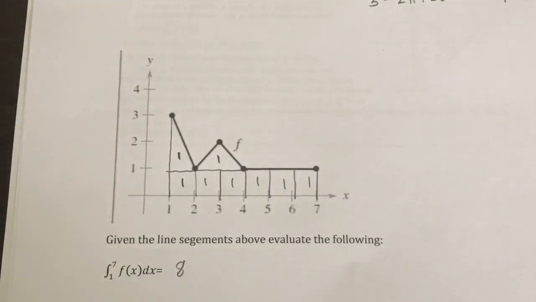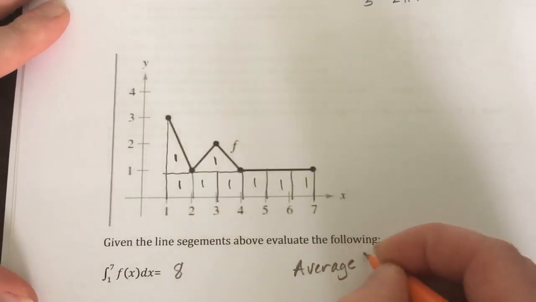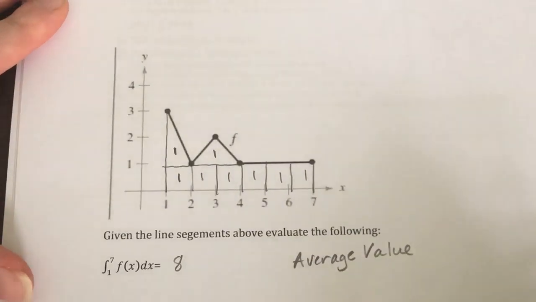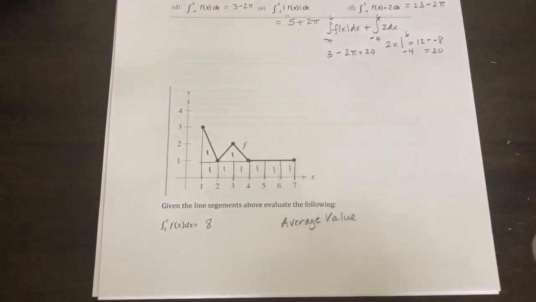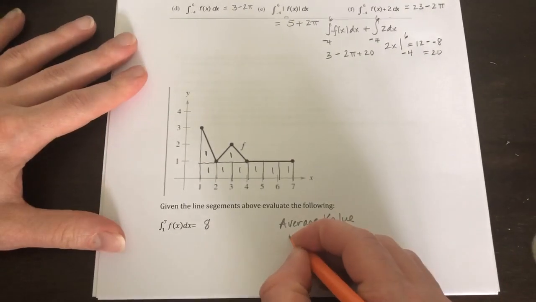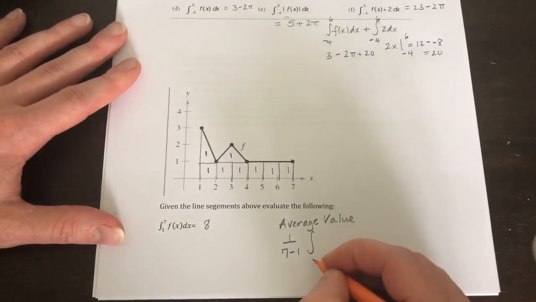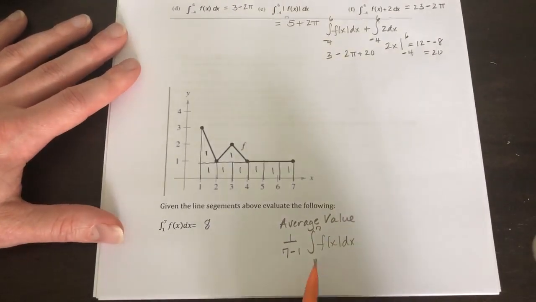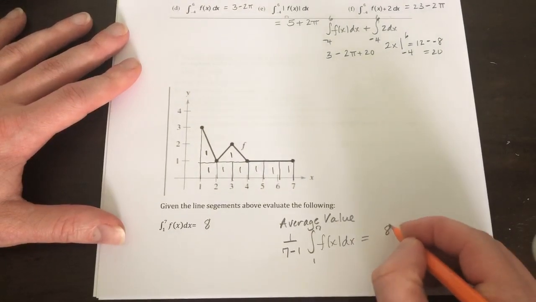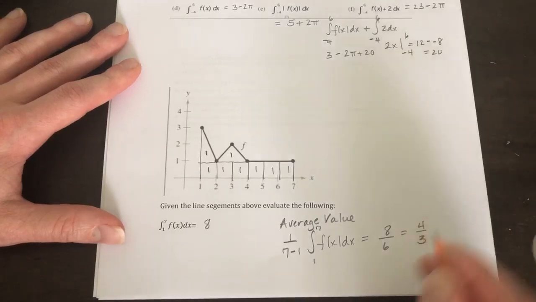Now, on the next page, for some reason it kicked it to the next page. It says find the average value. I'm going to zoom out a little bit now. So the average value of this thing is going to be 1 over b minus a, so 7 minus 1, times the integral from 1 to 7 of f of x dx. Well, we already know what this is. It's 8, and 7 minus 1 is 6. If I want to simplify it, it comes out to be 4/3.